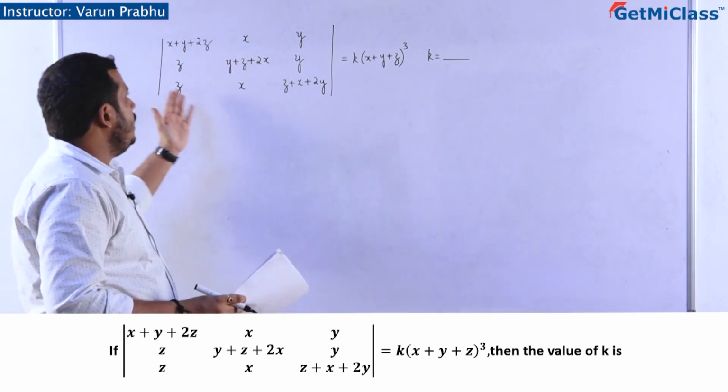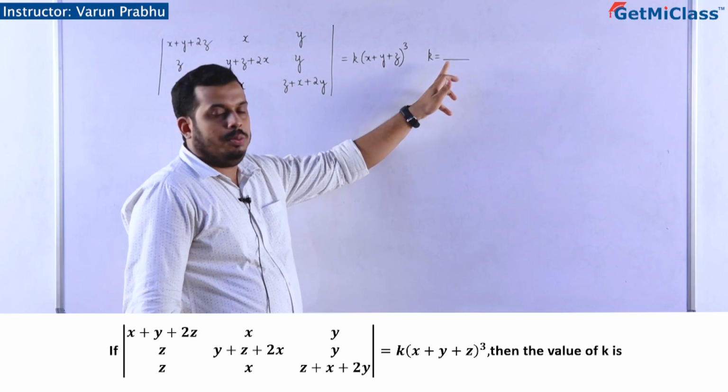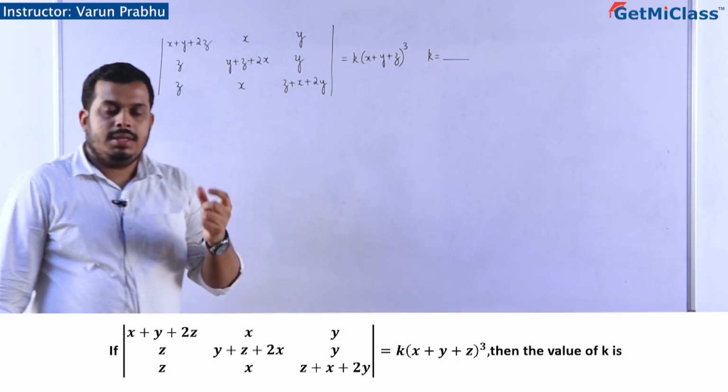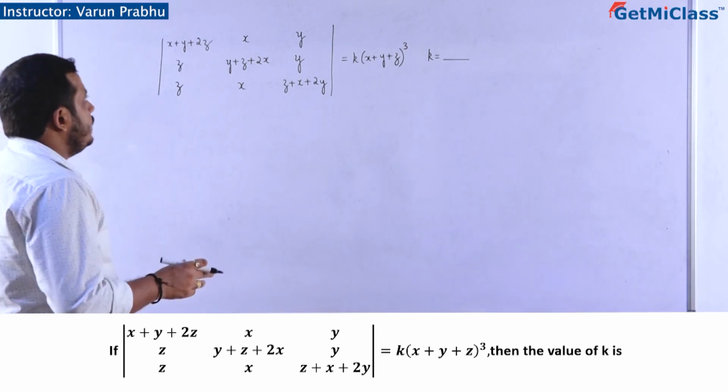If you look at this question, there is a determinant which is given. This is equal to k times (x plus y plus z) the whole cube. K is equal to dash. A similar question of this format is there in your textbook also. So we'll solve this easily.